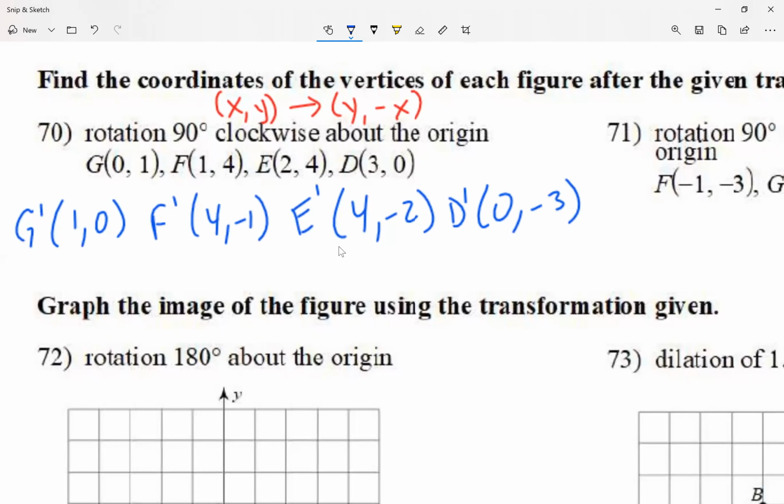Notice how my numbers flipped, right? The x and the y value, they flip. And notice I switched the sign on the one that was x to begin with. There's no such thing as a negative 0. So in G prime, I didn't write 1 and negative 0, I just wrote (1, 0).